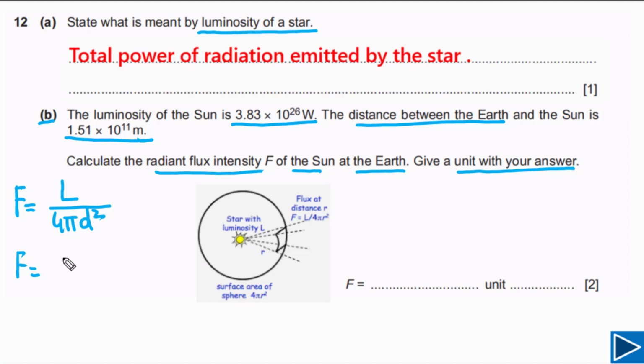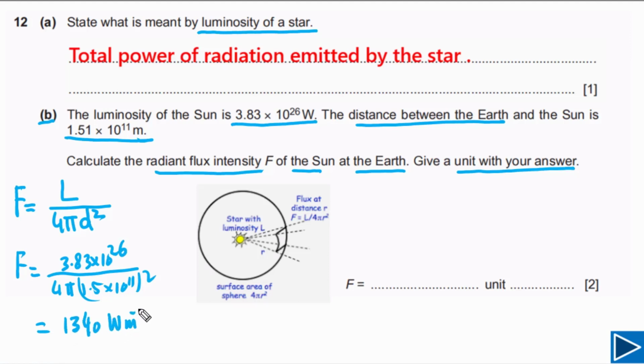In this case, luminosity is given, that is 3.83 times 10 to 26, divided by 4 pi d squared. d is the distance from the sun, or simply the star. Distance is 1.5 times 10 to 11, squared. If we solve this, our final answer will be 1340 watt per meter squared. That's all we have to do for part B. So we can write down the magnitude, and the unit is watt per meter squared. This is the unit of radiant flux intensity.